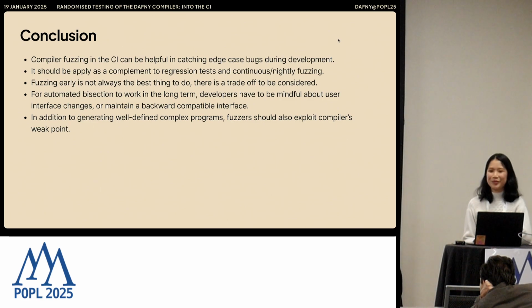Fuzzing early is not always the best thing to do, especially when you have things that are not completely developed yet. For automated bisection to work long term, the developer should be mindful about changes or maybe maintain a backward compatible interface. And for people who are trying to make fuzzers, in addition to generating interesting programs, you might also figure out how to exploit the compiler's weak point.